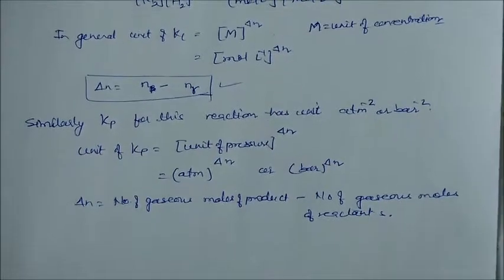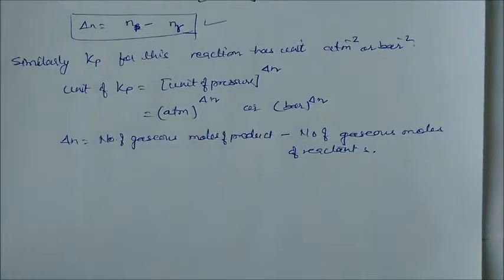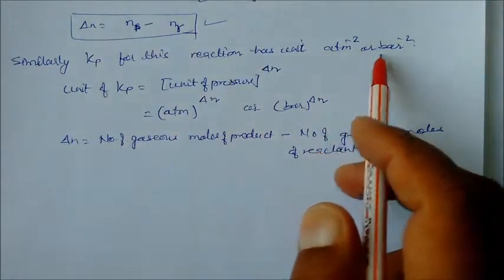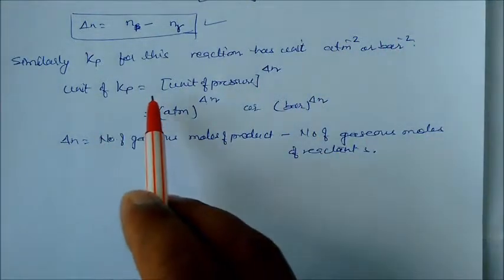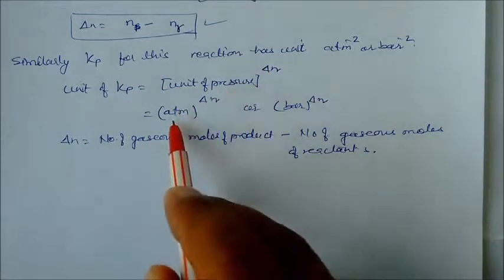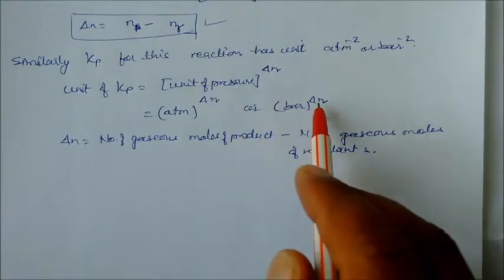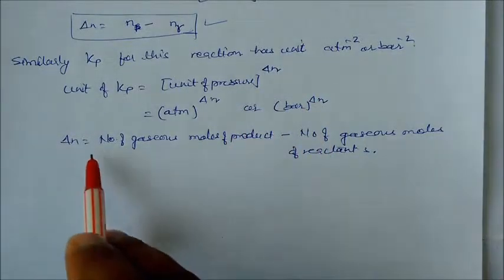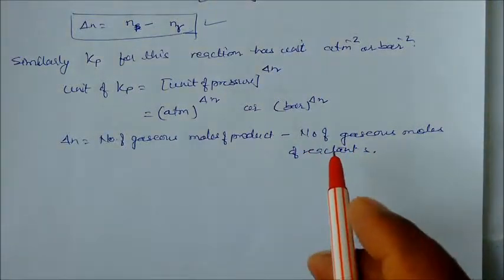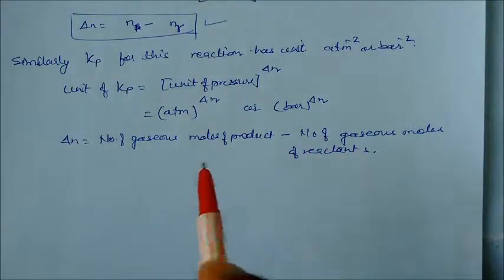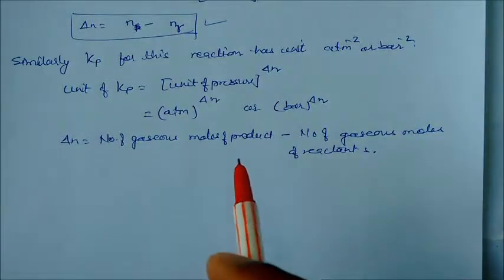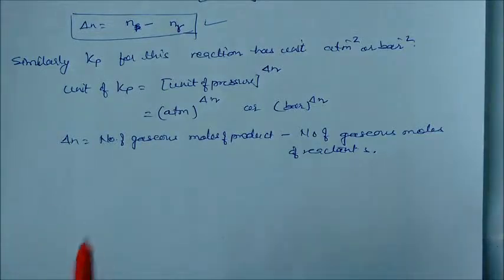Similarly, we can do this for Kp. For this reaction, Kp has the unit per atmosphere square, or per bar square. The unit of Kp is the unit of pressure raised to the power delta n, that is, atmosphere raised to the power delta n or bar raised to the power delta n. Delta n is the number of gaseous moles of product minus the number of gaseous moles of reactant. In this way we can find the unit for Kp or Kc, and by identifying the unit we can tell whether it is Kp or Kc.